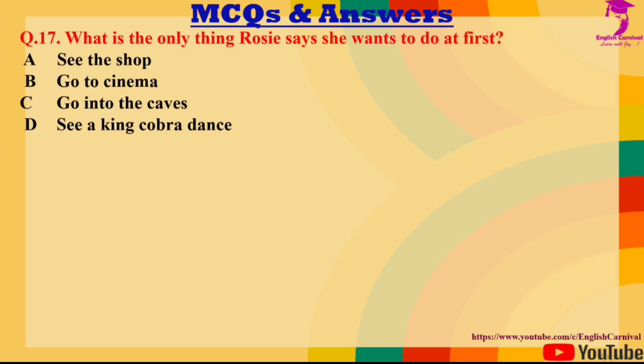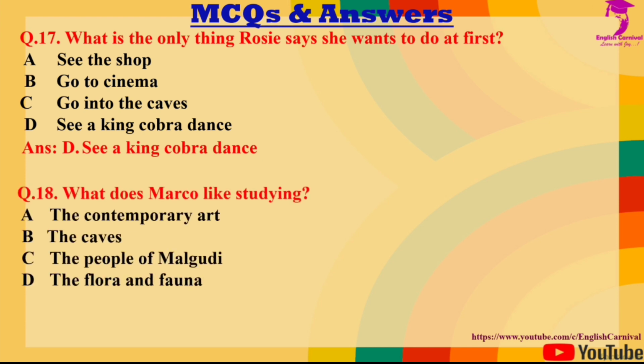Question number 17 we have, what is the only thing Rosie says she wants to do at first? Options are A. See the shop, B. Go to cinema, C. Go into the caves, and D. See a king cobra dance. The correct answer is D, that see a king cobra dance.